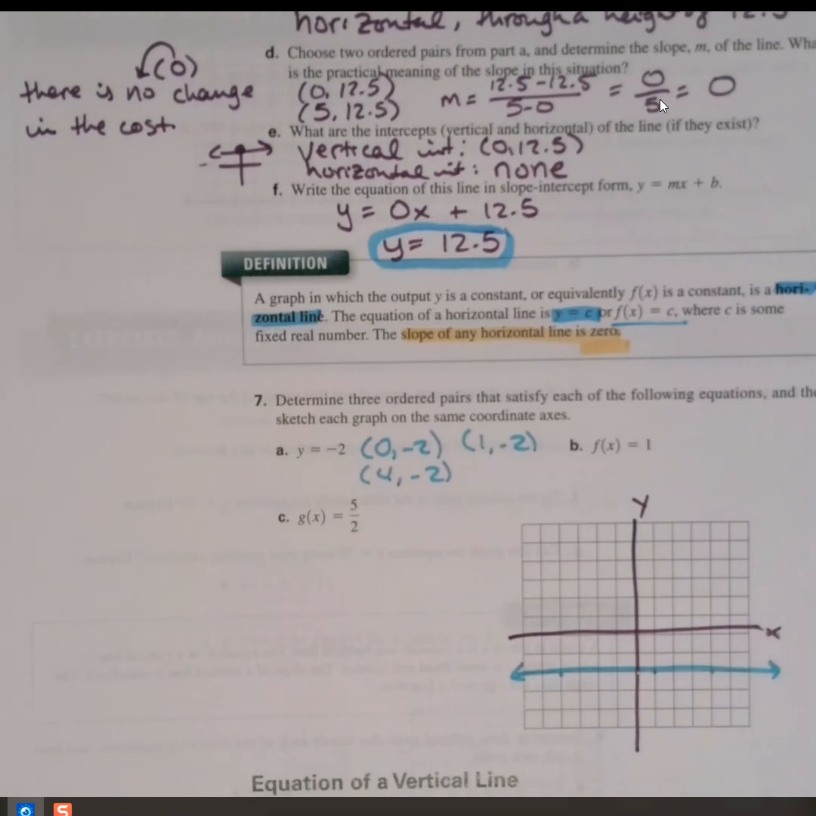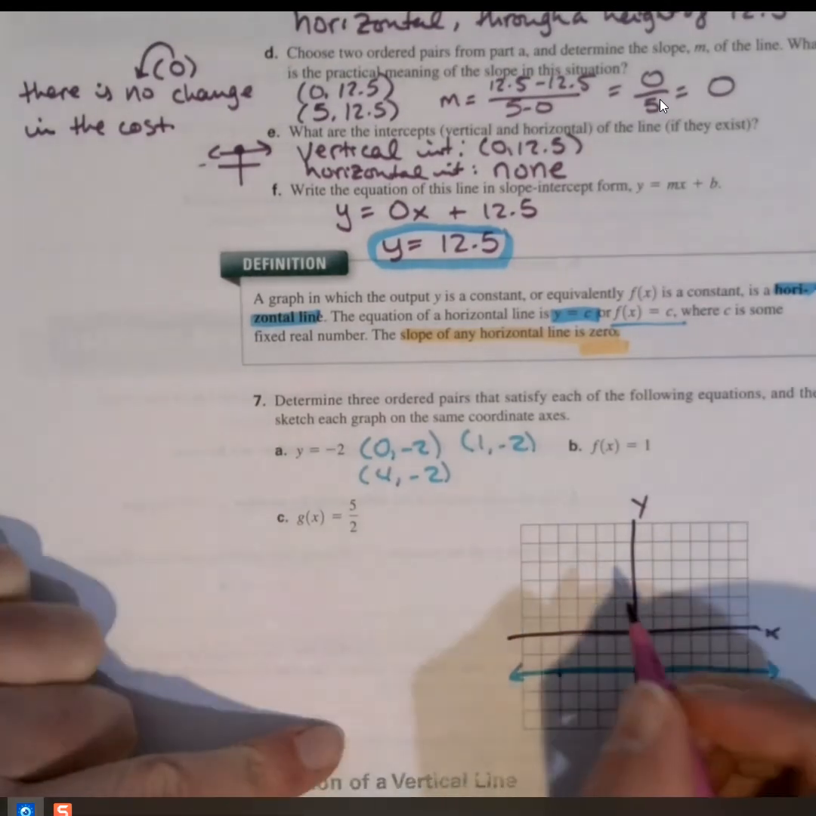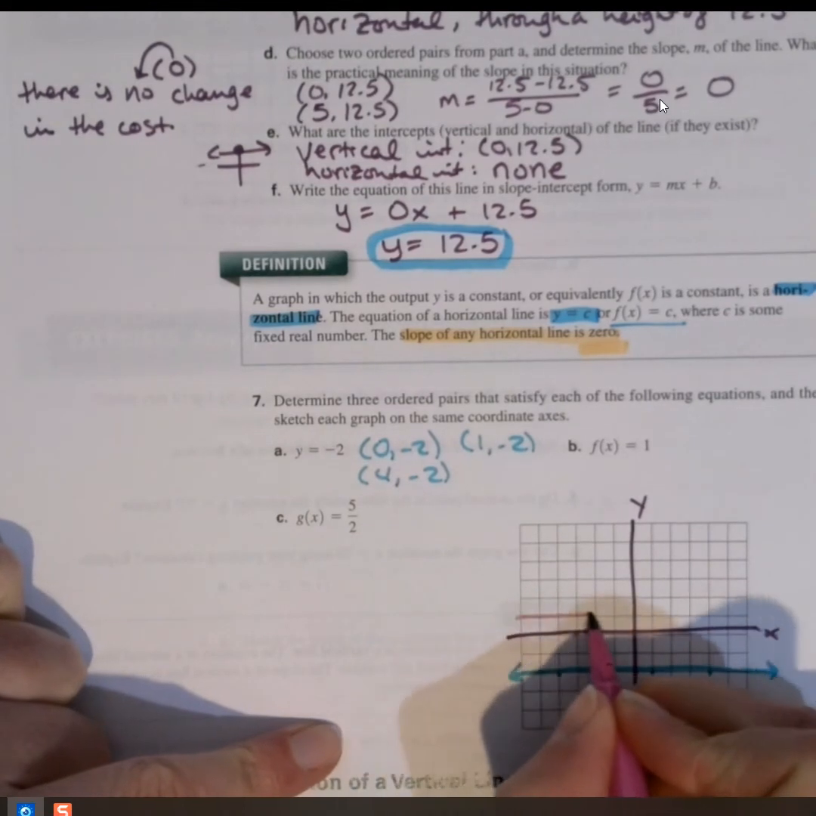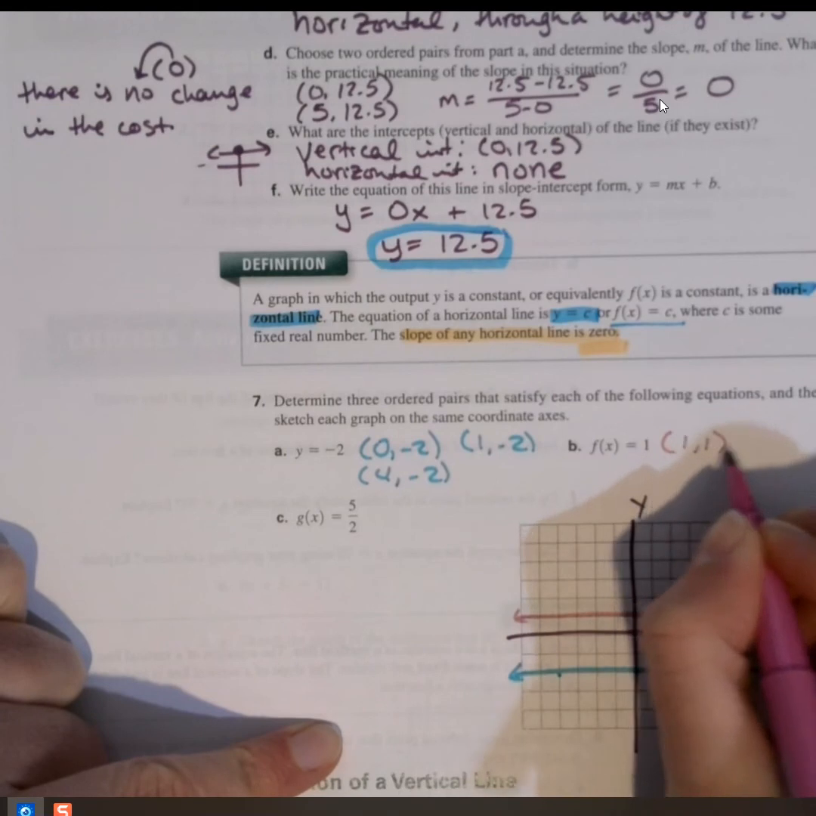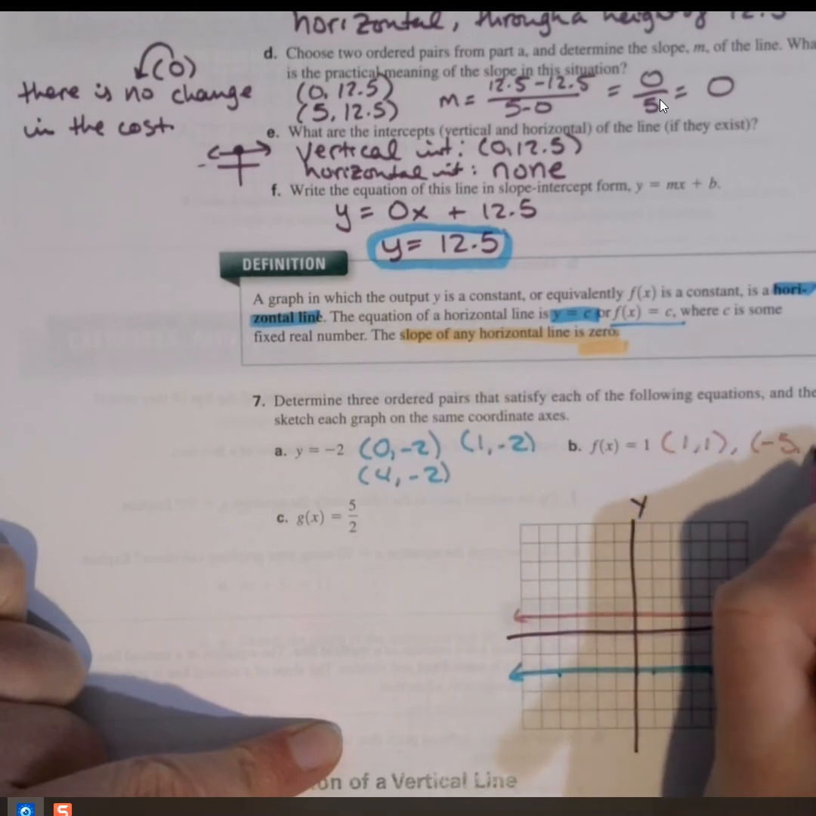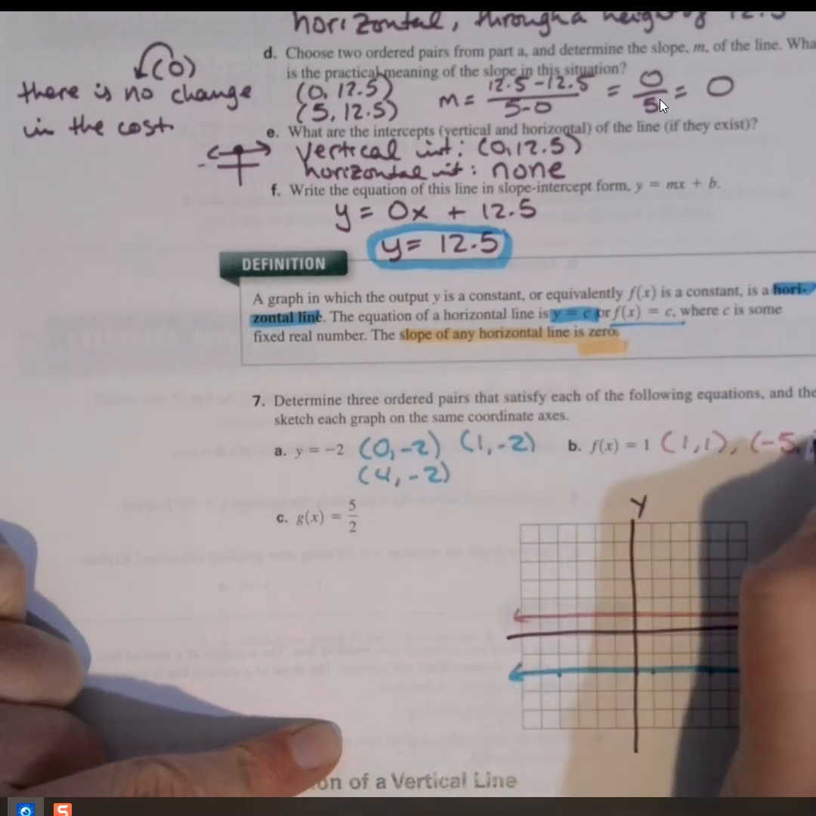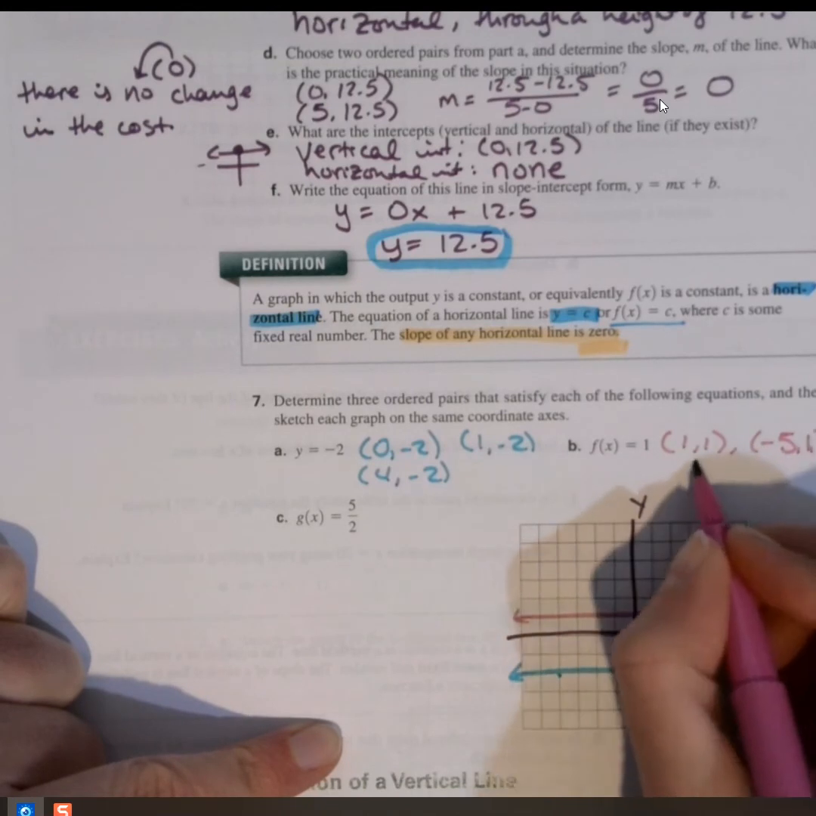All right, so another one, we would graph f of x equals 1. Okay, so it's in function notation. So it's got 1 as its height. And so I could say (1, 1). I could say (-5, 1). I'm just picking random stuff, right? Random stuff for the input. The output is 1, and I could have (0, 1).